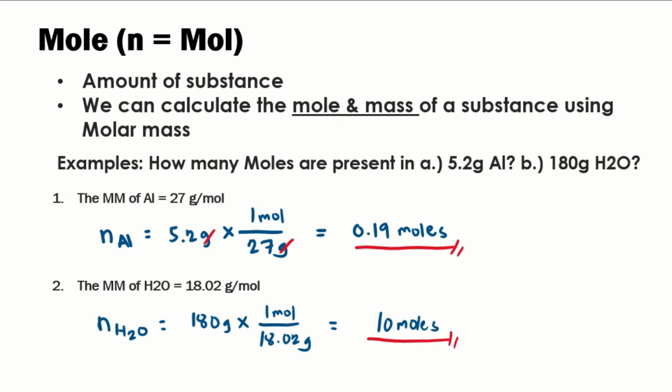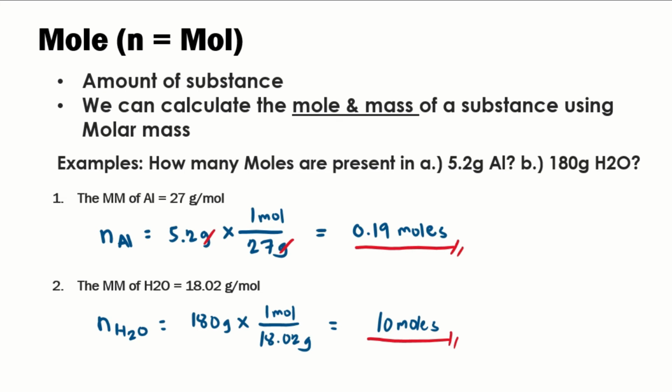So how are we going to compute for mole, or the moles of a substance? So we have here an example. How many moles are present? In letter A, we have 5.2 grams of aluminum. And letter B, we have 180 grams of water. Okay, so again, as I have said, we can calculate for the mole using the mass and the molar mass. So with the given mass and the molar mass, for number 1, the molar mass of aluminum is 27 grams per mole. We can now compute for the mole.